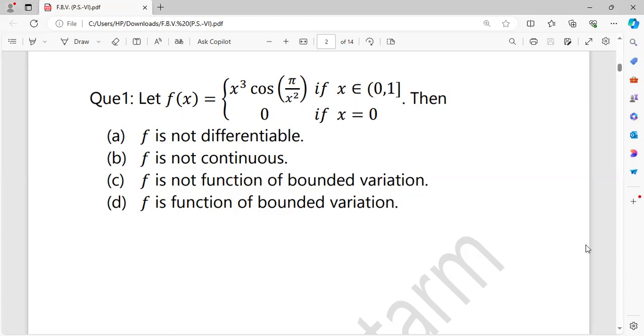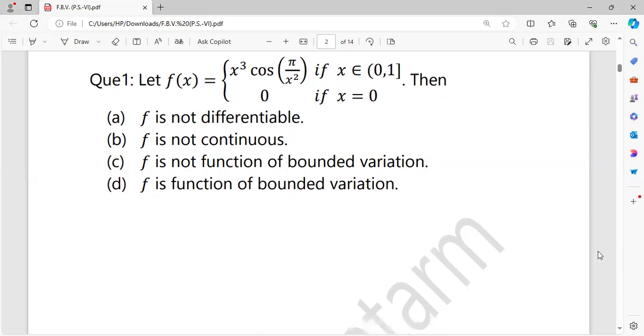Now, we have done one derivation in the previous practice set: x to the power alpha cos(pi upon x to the power beta). If alpha is greater than beta, then the function is of bounded variation. If alpha is less than or equal to beta, it is not a function of bounded variation. Now we will use that here, so let us start its solution.